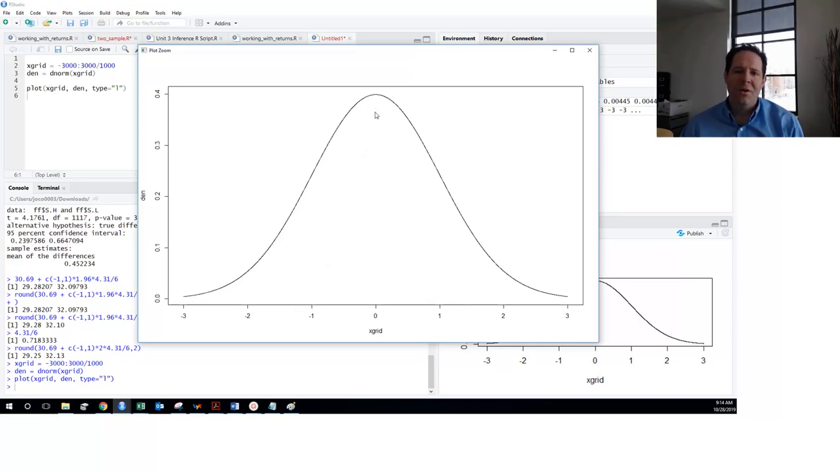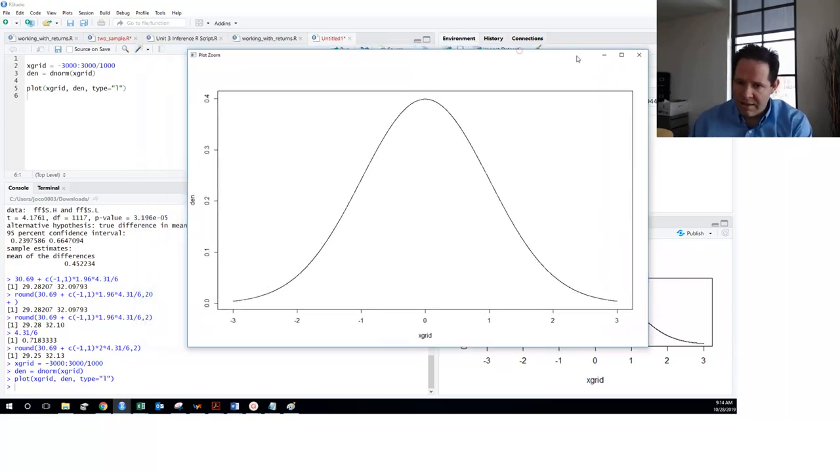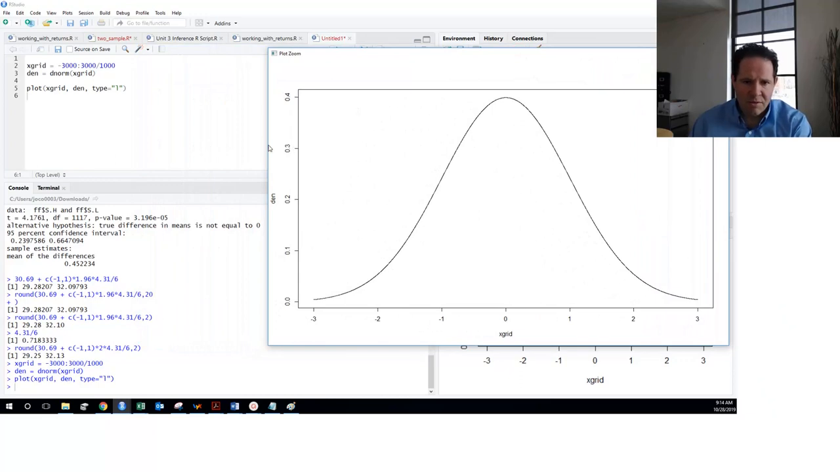Well, the nice thing about the normal distribution is that all you really need to know is what the mean is and what the standard deviation is, and then that tells you about every feature of the distribution. Now, looking at this distribution, imagine that this is a return distribution.